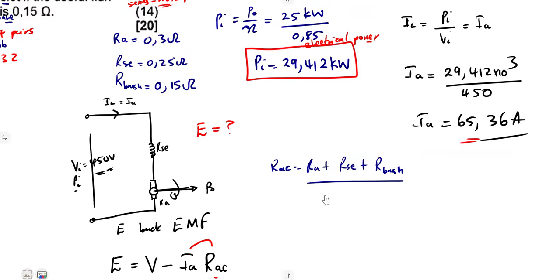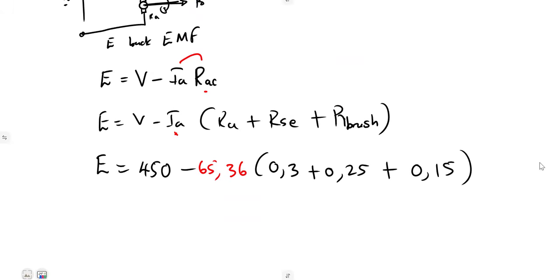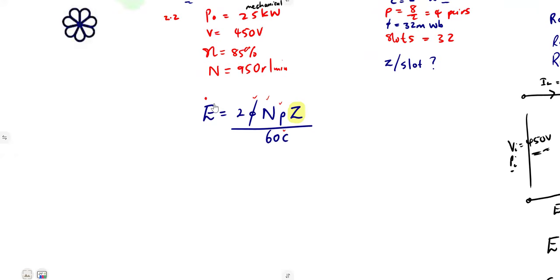So the armature is 0.3. Just add these three, all of them as they are. So that was 0.3 for the armature plus 0.25 plus 0.15. You add them, then simplify this. You are having the back EMF, that's 404.248 volts. Remember, the reason why we need this is so that we can determine Z here, the one that we are asked. So we are not having E.